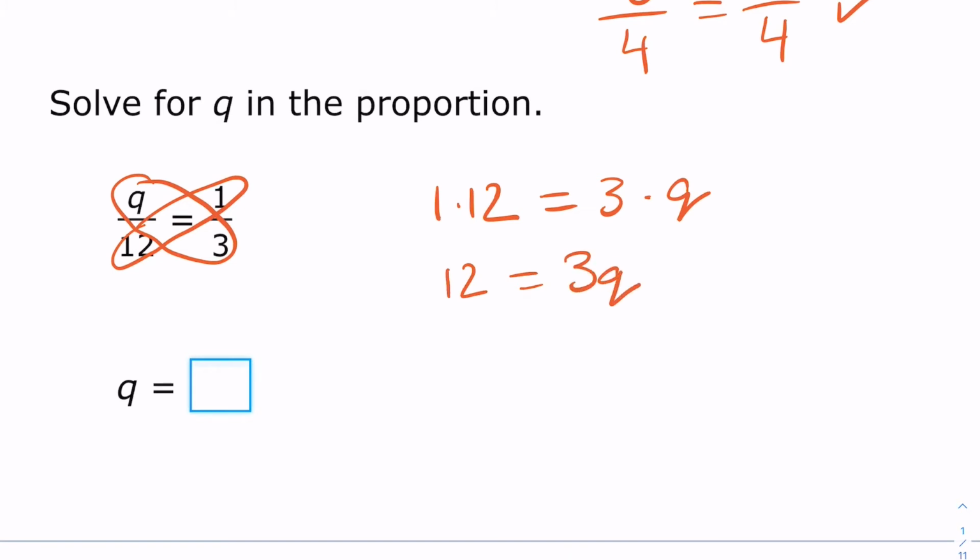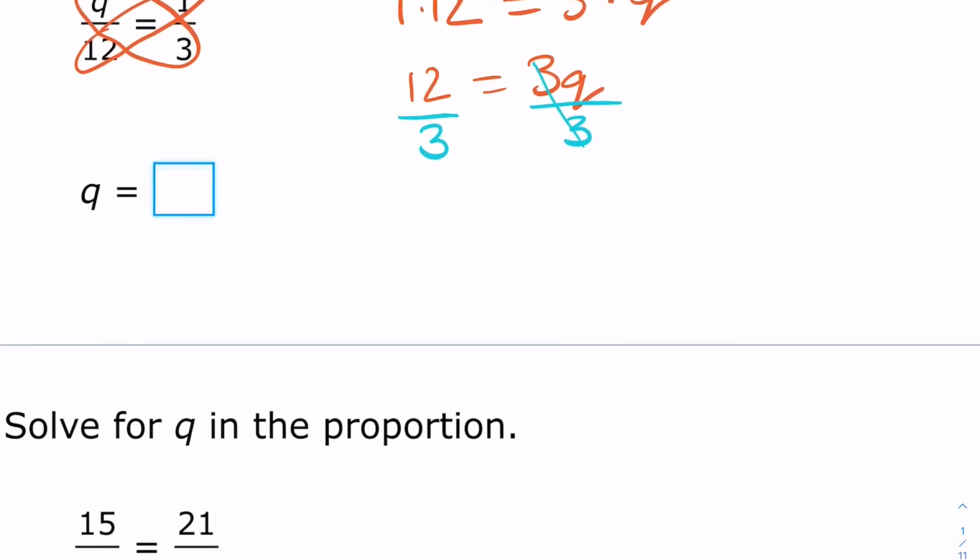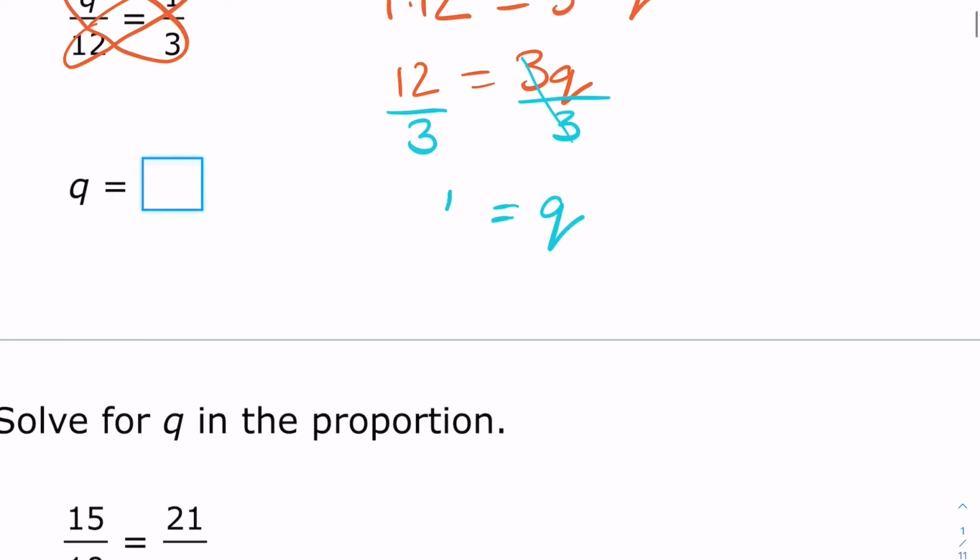And then the last step, I'm just going to divide both sides by 3. And that's going to give me Q by itself, right? 3 divided by 3 is 1. So I get Q is equal to 12 divided by 3 is 4. So in this case, Q is going to have to equal 4.